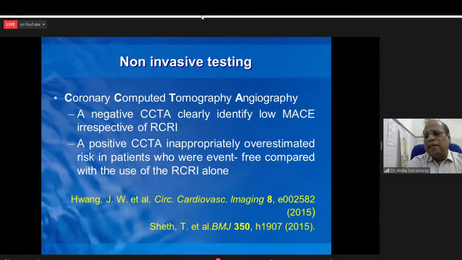When it was said that it's the coronary vessel anatomy or the stenosis of the coronary vessel that is creating all the problem, many have favored the use of coronary computed tomography angiography, or simply CT angiography. But here again the problem is a negative CCTA clearly identifies a low risk irrespective of the RCRI. However, a positive CCTA usually overestimates the risk, but we can predict with a simple RCRI score. If you are using a CCTA, then probably it overestimates the risk, and that unnecessarily influences the treatment decision for the patients.